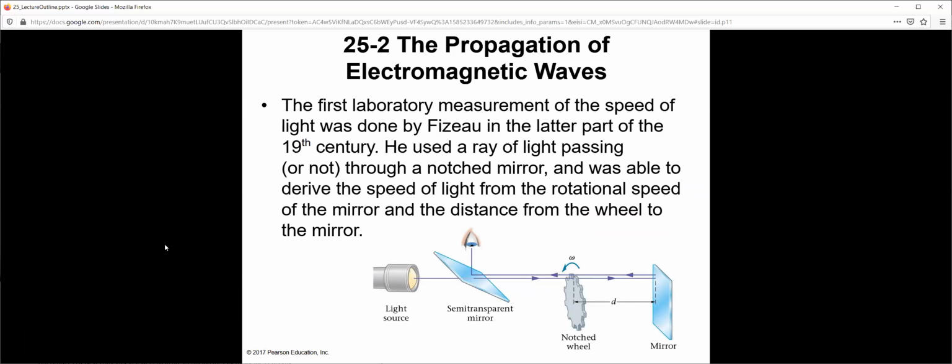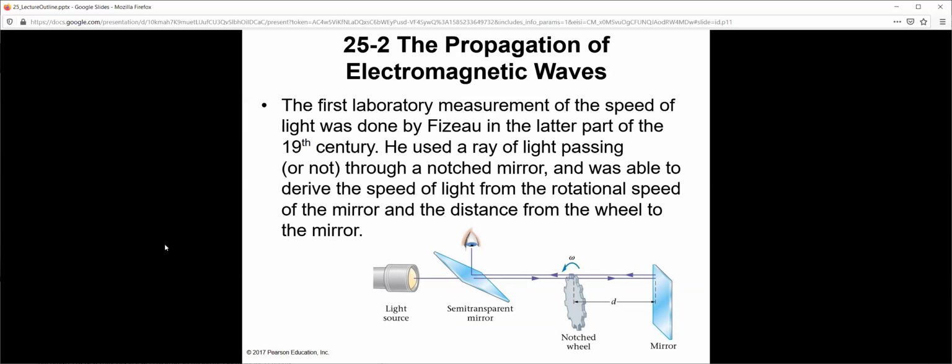The first laboratory measurements of the speed of light were done by Foucault. I'm going to guess that's how it's pronounced. Foucault, in the later part of the 19th century, used a notched wheel and sent light bouncing back and forth to a mirror. Then the speed of that notched wheel, he can accelerate that, use some math, we'll do an example here in a bit, to figure out how fast the light is going based on whether you can see the notches in the wheel or not. It's some pretty basic math that provides very interesting answers to questions.